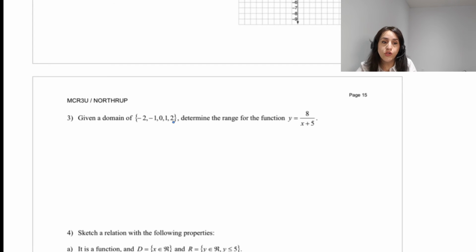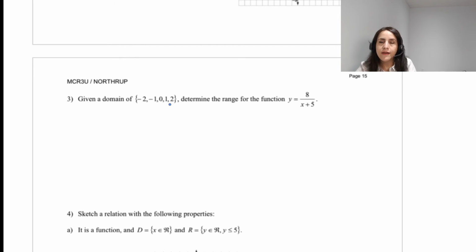The domain for this function is not just any number, but these specific numbers, and we want to know what the range is going to be. Domain is the input for a function. Range is the output for a function. If we input -2 into this function, what is going to be the range or output? What do you think about it?